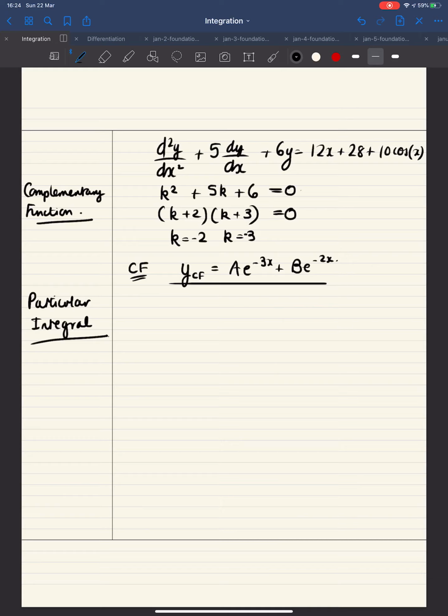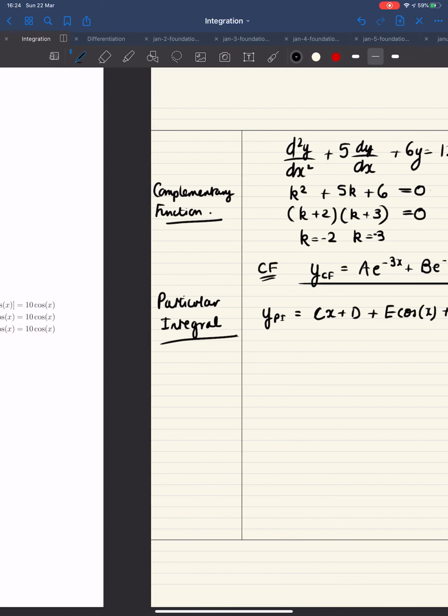Next, particular integral. So on the right here, we've got a polynomial 12x plus 28, and then we've got 10 cos x. So for that one, we need to try y, particular integral if you like, is cx plus d plus e cos x plus f sin x. So when it's a cosine, you've got to put both in.